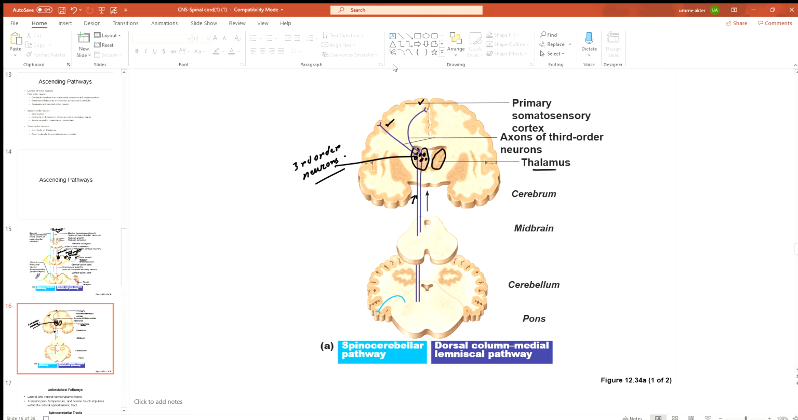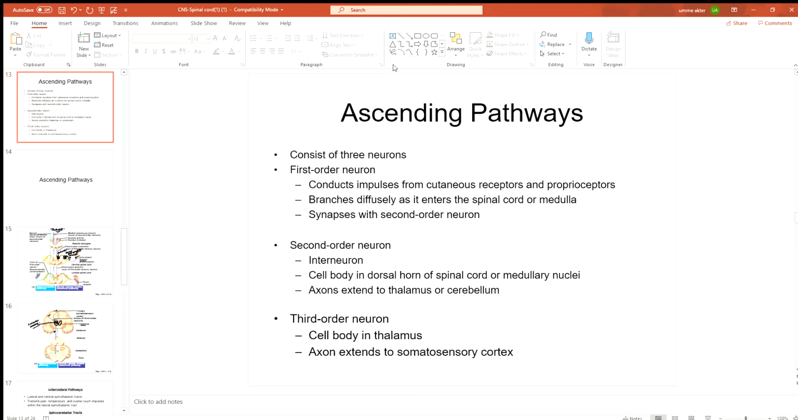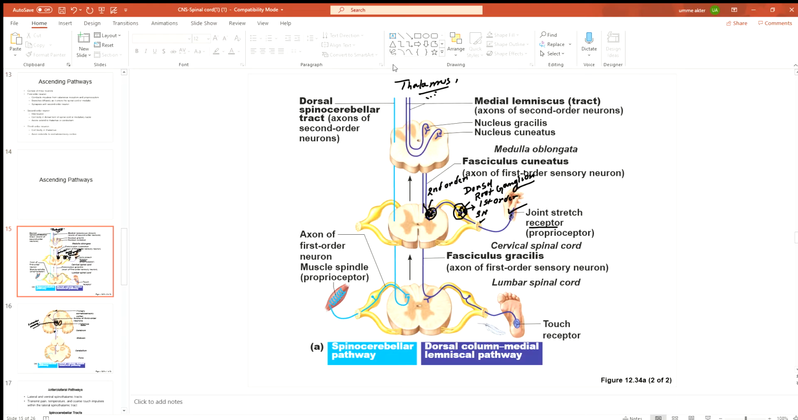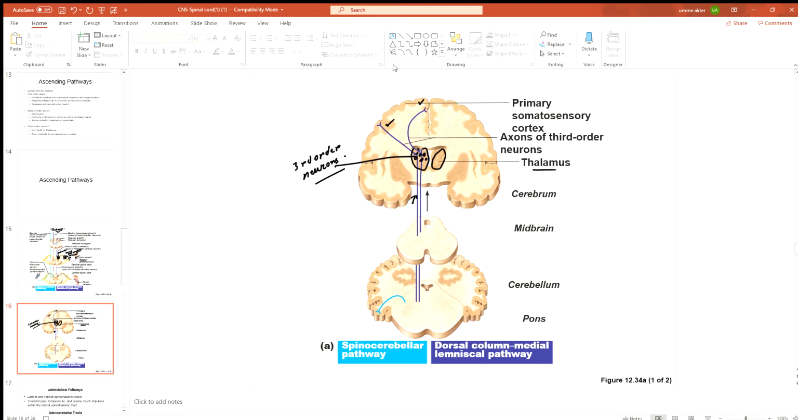Okay, dorsal root ganglion. Let's go back. Dorsal root ganglion, first order neurons. First relay takes place here. Then dorsal horn, another group of sensory neurons, second order neurons, and then in the thalamus you have the third order neurons here.